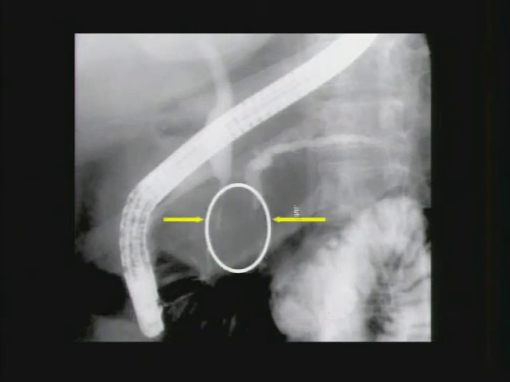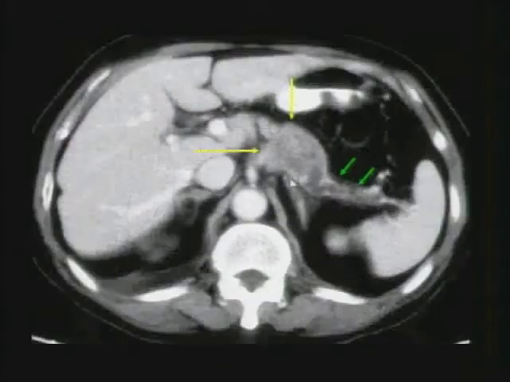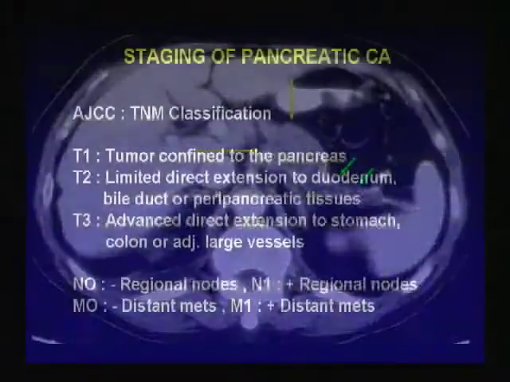And this is the ERCP correlate, where we have a stricture of the distal common bile duct, a stricture of the pancreatic duct in the head, and it's all due to a mass sitting in this area. Classic appearance, where we have a hypodense mass, atrophy of the pancreas beyond the level of the mass, and dilated duct beyond the level of the mass.